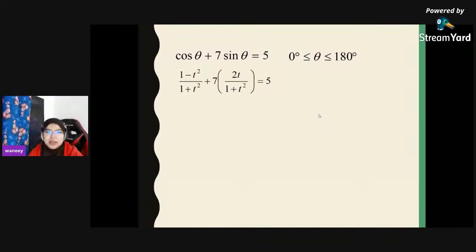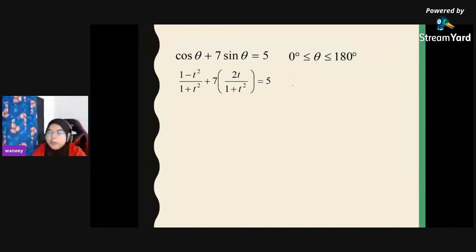So we got (1 minus t square) over (1 plus t square) plus 7 times 2t over (1 plus t square) equal to 5. Now what we should do is solve to find the value of t. Let us multiply everything by 1 plus t square. This one times 1 plus t square gets rid of the denominator, this one times 1 plus t square gets rid of the denominator, and over here, times 1 plus t square.